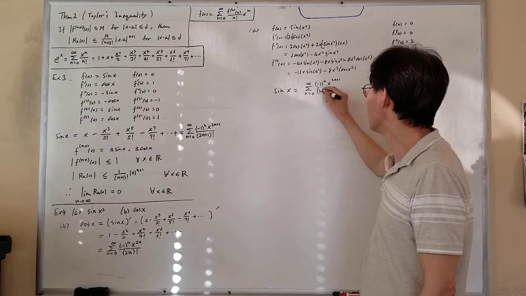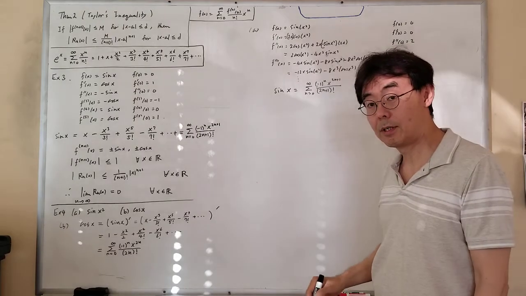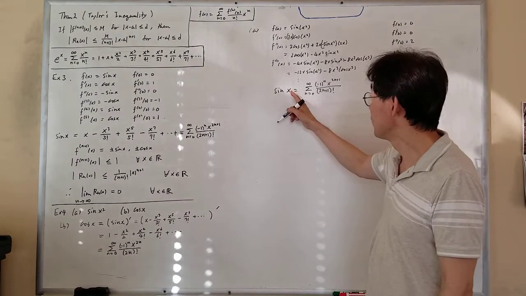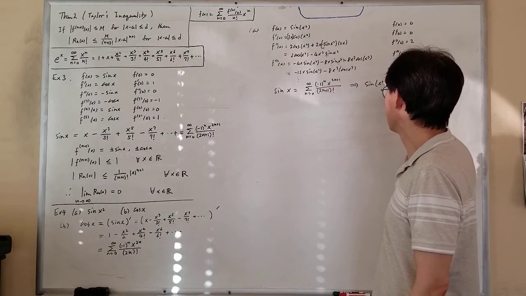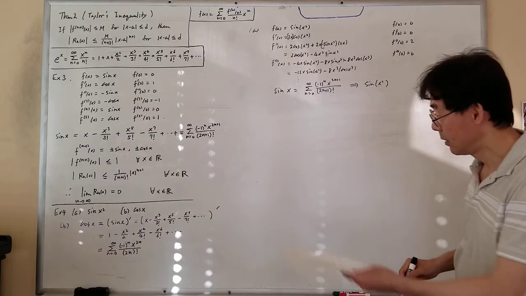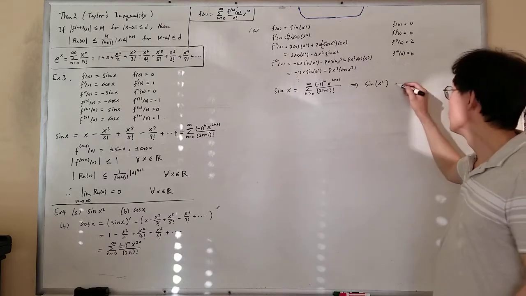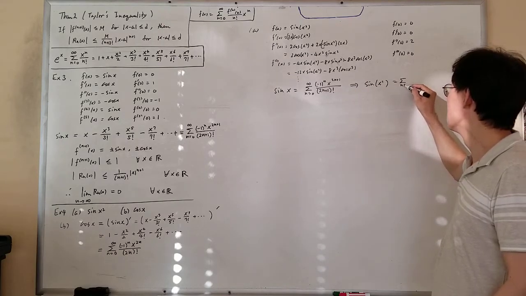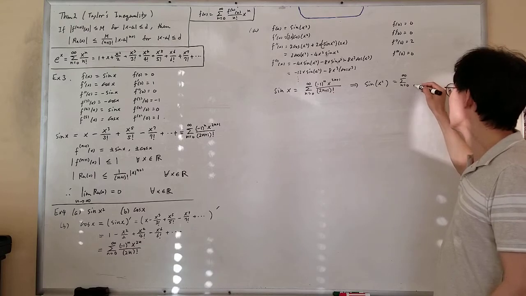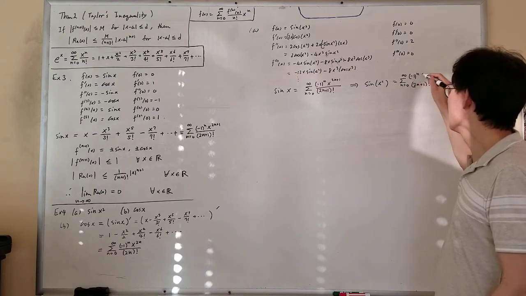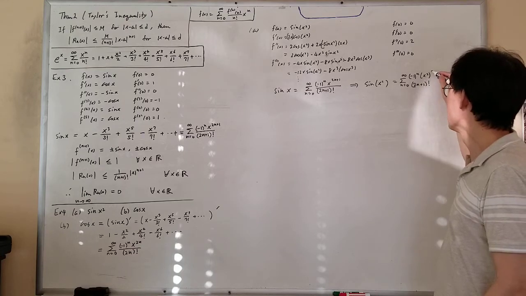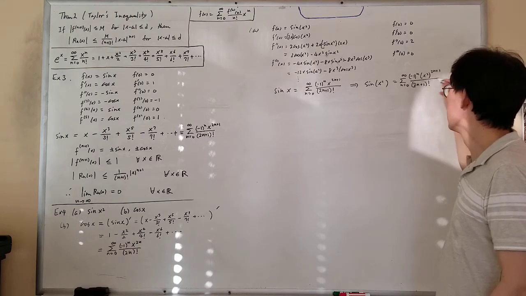2n plus 1. Therefore, this is for every x. Well, why don't we just replace x with x squared? Alright? Then that would be (2n plus 1) factorial, minus 1 to the n, x squared to the 2n plus 1.